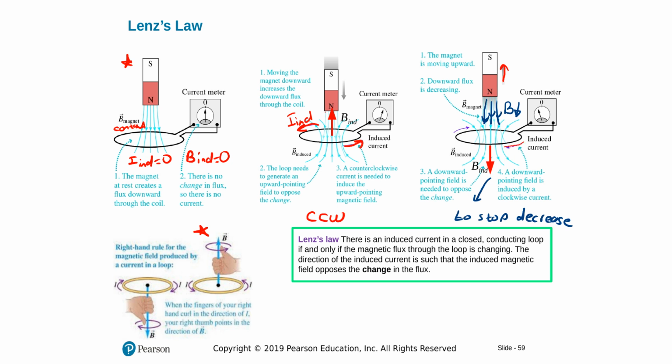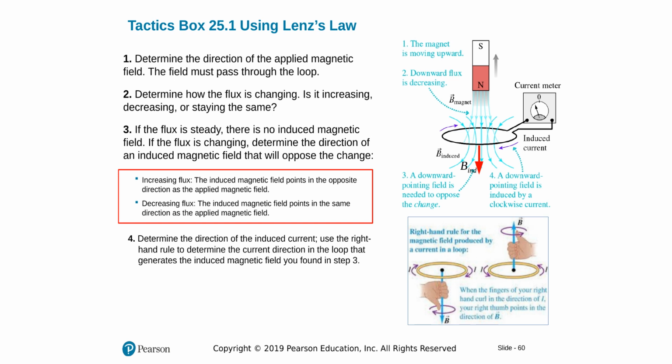and that will be due to an induced current, which should be clockwise, looking from top. That's Lenz's law. And this page summarizes Lenz's law and what we should do. What we should do is first look at what is happening, and then decide the direction of the induced magnetic field. Then use right hand rule 2 to decide the direction of induced current. Those are the steps we're going to take.